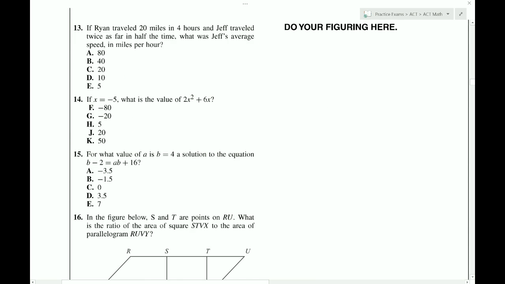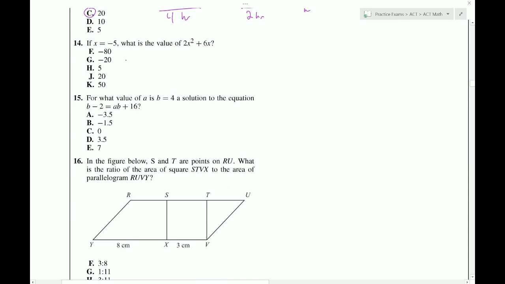If Ryan traveled 20 miles in 4 hours, and Jeff traveled twice as far, that is 40 miles, in half the time, that is in 2 hours, what was Jeff's average speed? So Jeff's speed was 20 miles per hour. Choice C.